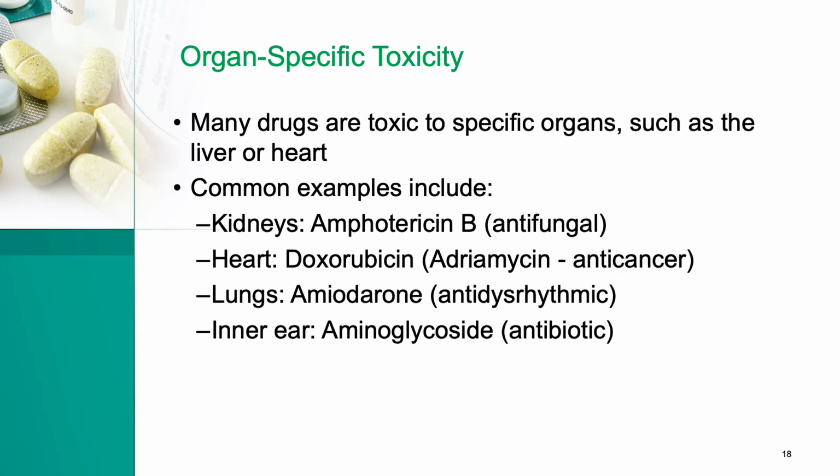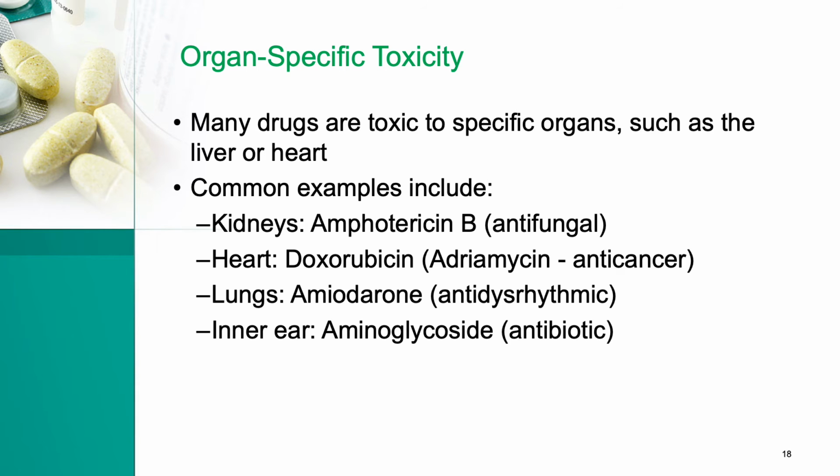The lungs may be affected by amiodarone, an antidysrhythmic. It is not known whether the lung problems caused by amiodarone are due to direct damage by the drug to the lung tissues, to an immune reaction to the drug, or to some other mechanism. The most common form of amiodarone lung toxicity is a chronic diffuse lung problem called interstitial pneumonitis.